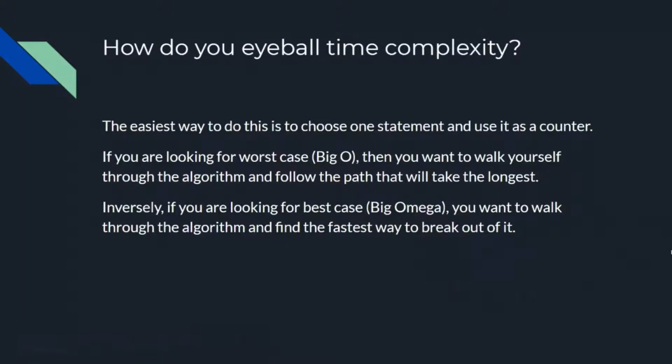Okay, so now we've talked a lot about the literal, actual definitions, but how do you eyeball time complexity? You're going to want to be able to figure out what the time complexity of code is quickly during coding interviews or during tests. So the easiest way to do this is to choose one statement and use it as a counter. If you are looking for worst case, then you want to walk yourself through the algorithm and follow the path that will take the longest. Inversely, if you are looking for the best case, you want to walk through the algorithm and find the fastest way to break out of it.